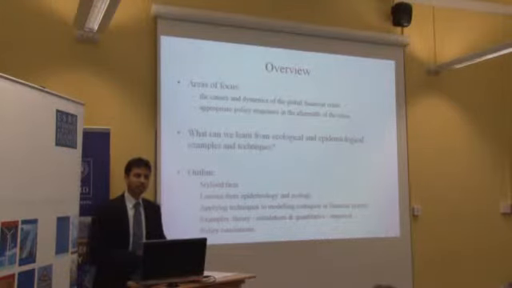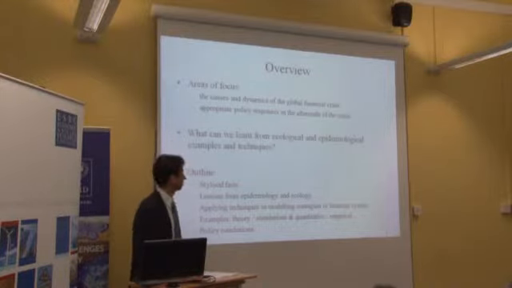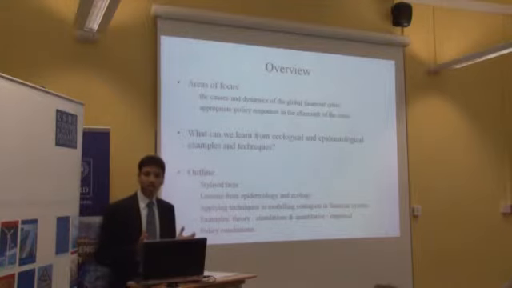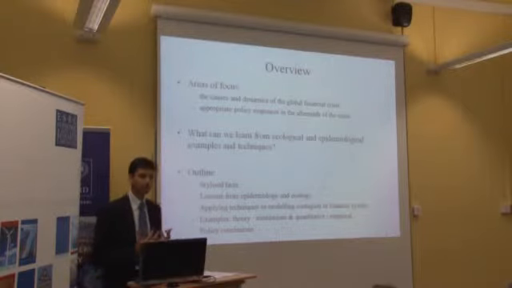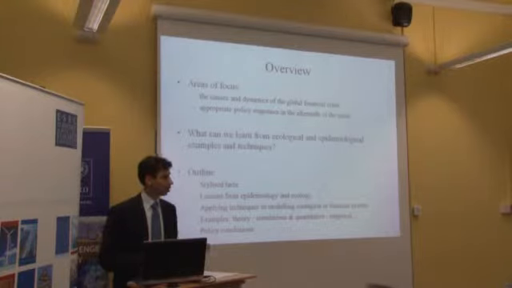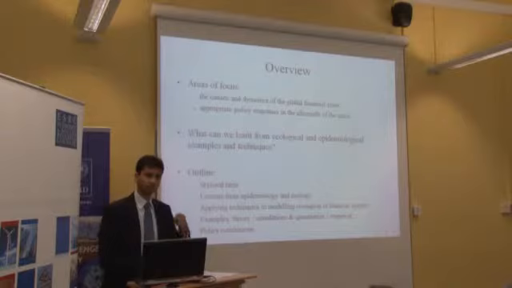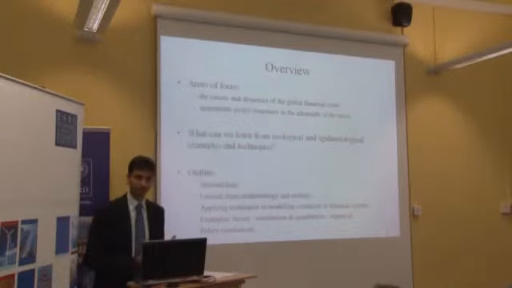There were a set of questions that were sent around by John in terms of the themes that these talks might cover. I'm going to focus on two in particular: the causes and dynamics of the global financial crisis and policy responses in light of that. And I'm going to try to explain how some techniques and examples from ecology and epidemiology might be relevant to thinking about those questions. My particular area is quite a narrow focus of application. So I'm going to focus specifically on modelling contagion in financial systems.